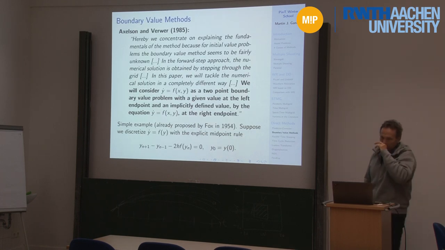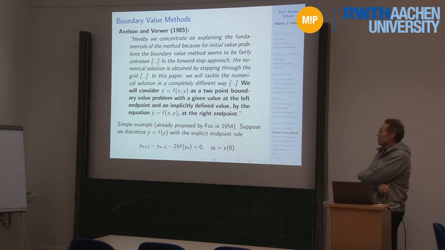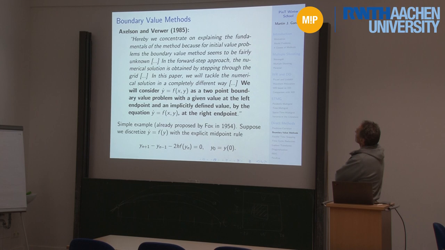Then there are boundary value methods. These are really weird methods. So the first ones come from Axelsson and Verwer. Hereby, we concentrate on explaining the fundamentals of the method, because for initial value problems, the boundary value method seems to be fairly unknown. In the forward step approach, the numerical solution is obtained by stepping through the grid. In this paper, we'll tackle the numerical solution in a completely different way. We will consider y dot equals f of x, y as a two-point boundary value problem with a given value at the left end point and an implicitly defined value by the equation at the right end point.